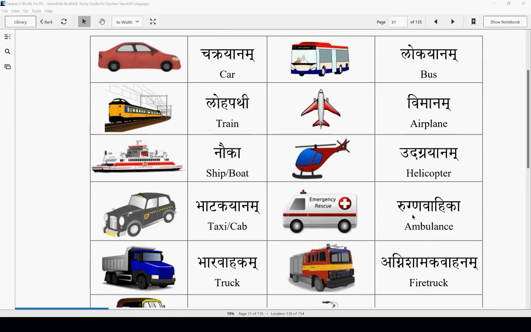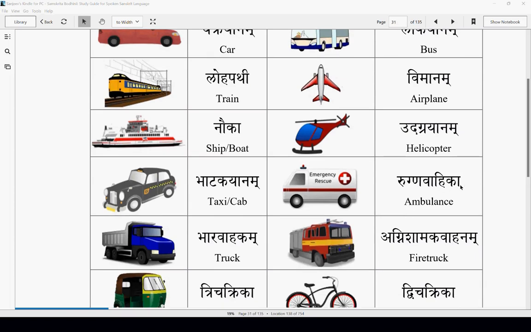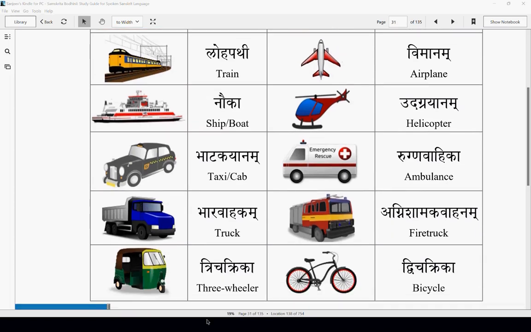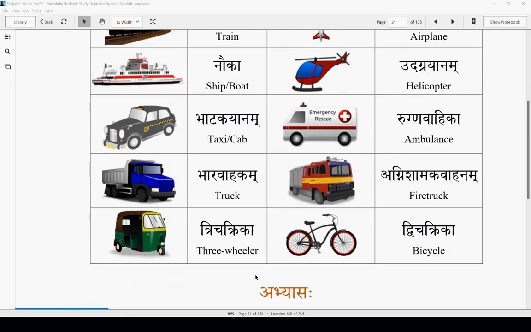Strilinga is another popular one, like Rugna Vahika. Vahika we know, that's the Strilinga word. Chakrika, here also you can just say Trichakravahanam, Dvichakravahanam.